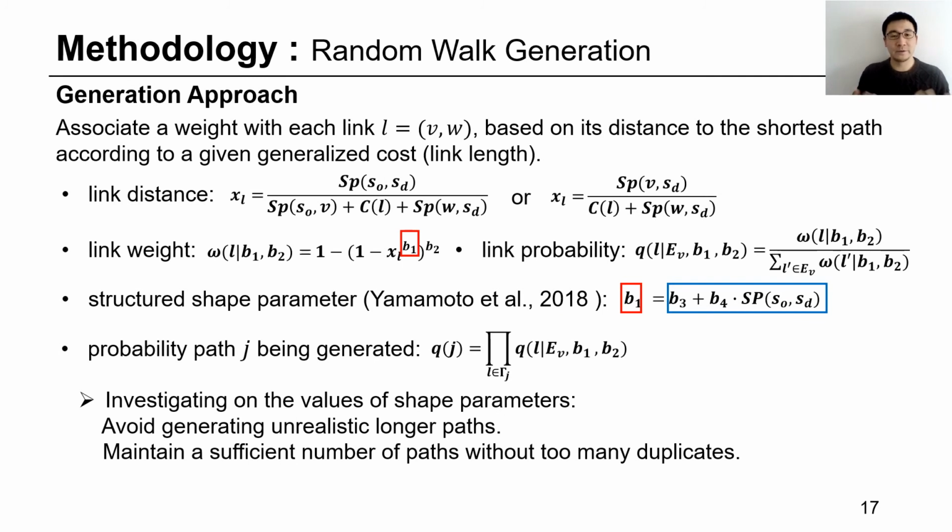Instead of using traditional methods such as k-shortest path or labeling approach, the random walk generation technology generates routes by giving each link a weight based on its distance, the shortest path, and simulating the process of one vehicle travelling randomly from its origin to destination. The randomness level of this process is controlled by the value of B1, like shown in the red box, and it had been developed to be a structured shape parameter form, like shown in the blue box, which has a very big advantage in generating realistic paths and avoiding generating paths with too many duplicates.